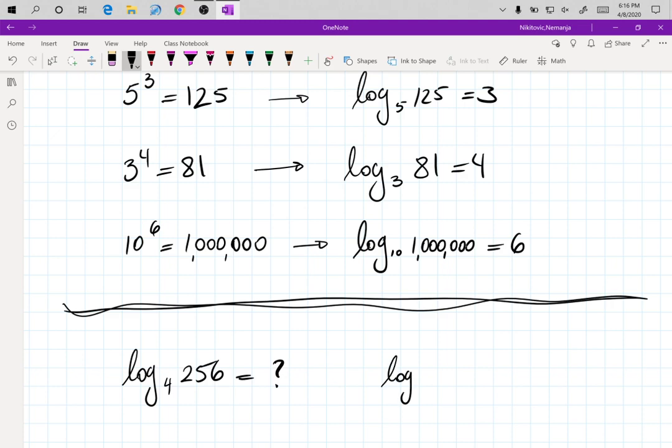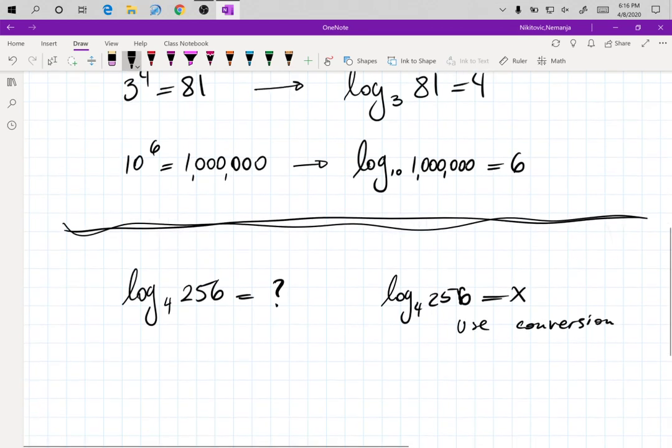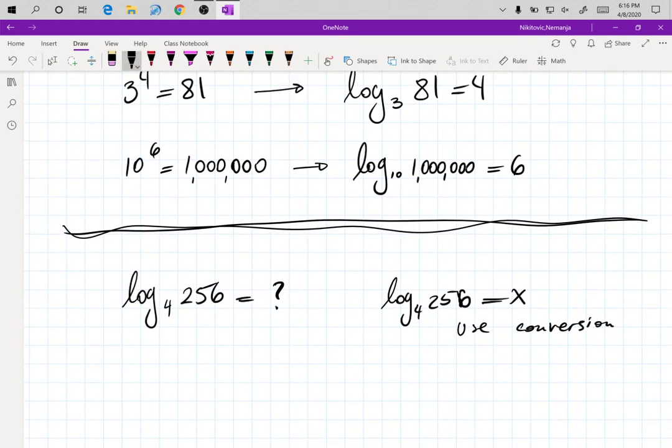Well, you can set that unknown quantity to an unknown value x and then use conversion, and hopefully that can help. Because now you will get 4 to the x is 256.